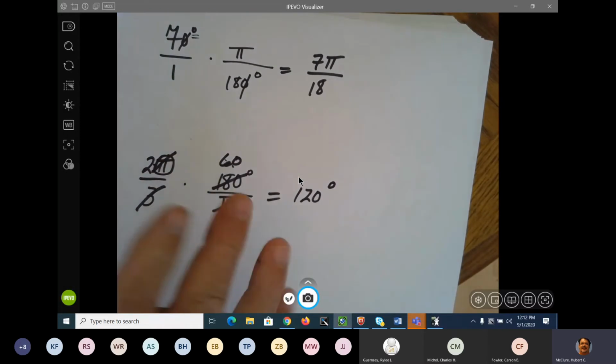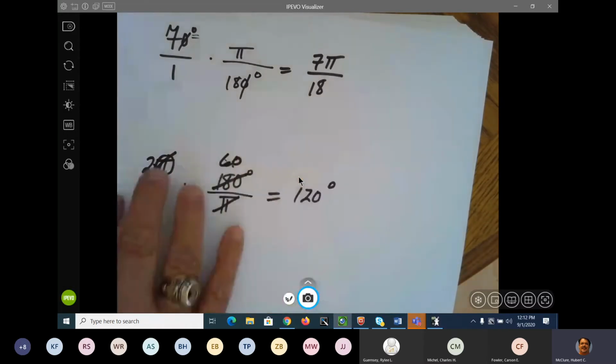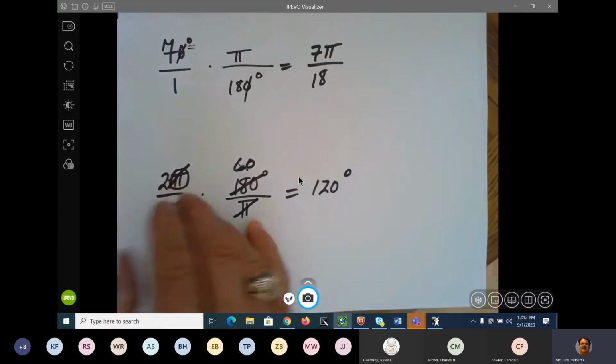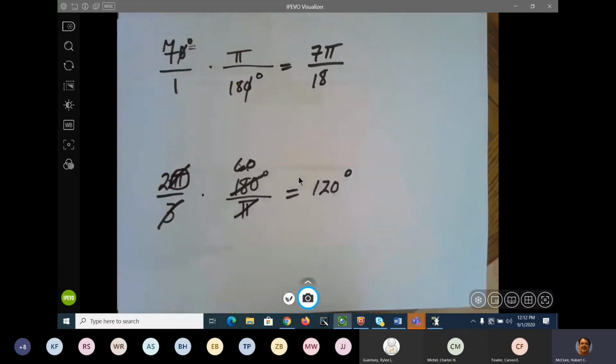And there's one more extra question right there that I could give you on a test. Degrees to radians, radians to degrees.